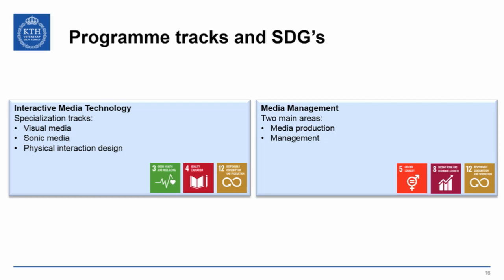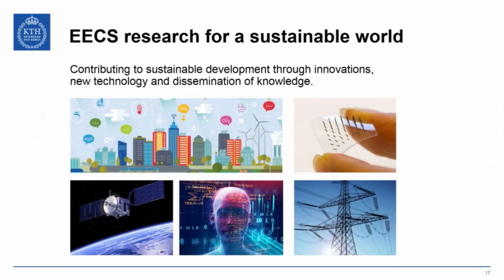It's organized around the media production area, where the technical courses are, and in the management area, which includes courses given by another school, the School of Industrial Engineering and Management, which is another KTH school, and also courses from the Stockholm School of Economics, typically in the form of different projects. So that sort of concludes the description about the programs and how they're related to each other and how you can organize them.